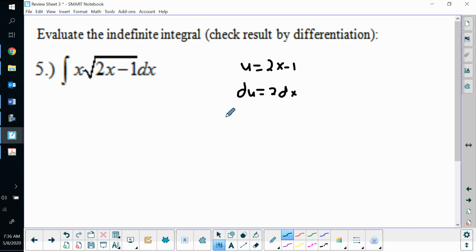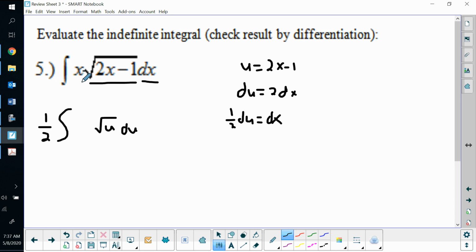Well, there's no 2 here, so we would want to correct by multiplying by half. So we get a half du equals dx. Let's see what we've got so far. The square root of this is going to become square root of u. The dx, we've got 1/2 in du. Usually we put our constants out front, but this x is left over. So these are the hard ones where you have to do a second substitution.